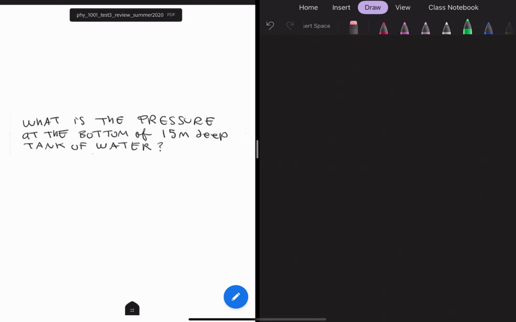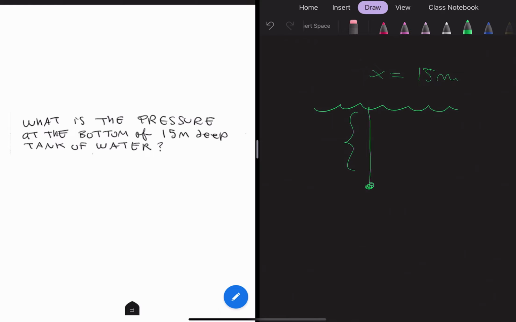Alright, so let's try to solve this. There's only one number, 15 m. That's the distance, which I'll call x. And now let's try to draw what's happening. So this is a body of water, and you want to find the pressure down here. So this is actually the depth below the surface, or just the height y. So you're trying to find the pressure down here at the bottom, and this is water, so we have to include the density of water.